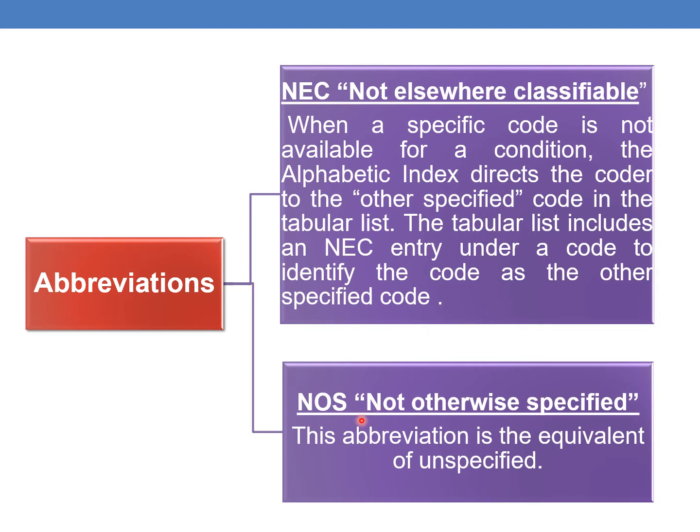Now coming to NOS. NOS is nothing but not otherwise specified. In other words, unspecified codes indicate NOS. This abbreviation is equivalent to unspecified. NOS is equivalent to unspecified. NEC is equivalent to other specified. NEC is not elsewhere classifiable, or other specified. NOS is unspecified. These two are the abbreviations.